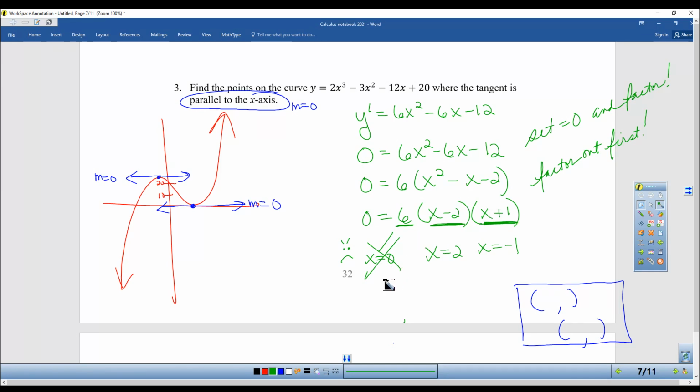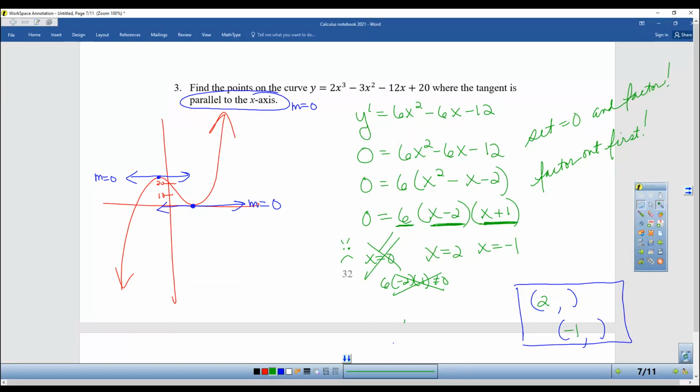If x is 0, you would have 6 times -2 times 1. That is not equal to 0, okay? That's not an answer. The 6 does not affect the problem at all. So I know that if x is equal to 2, this is going to have a horizontal tangent. It's going to be parallel to the x-axis.